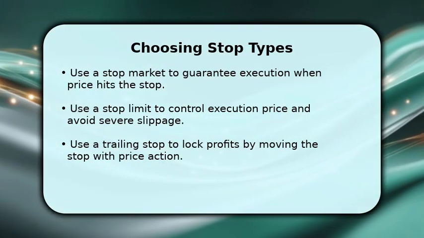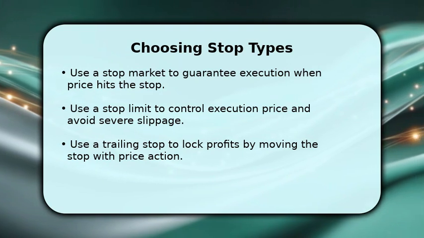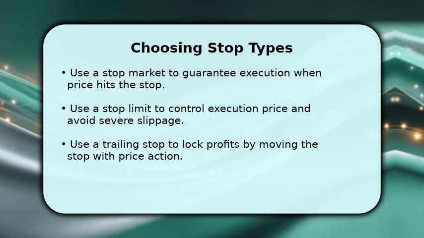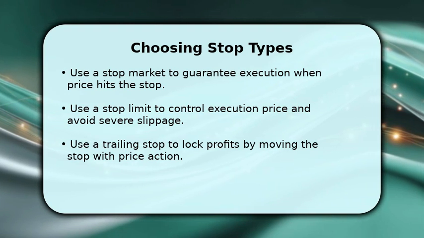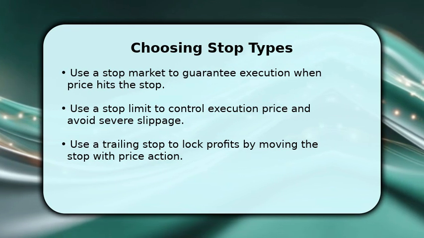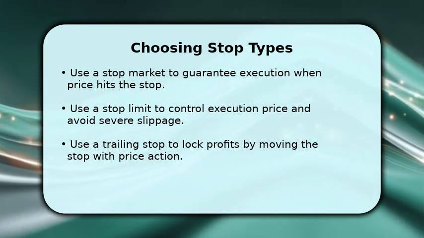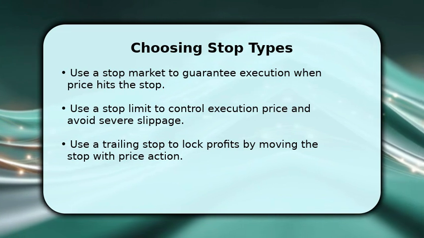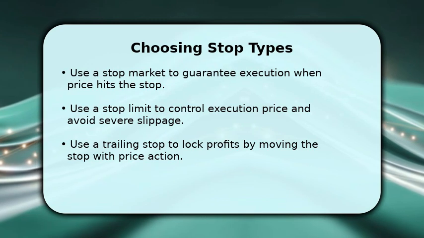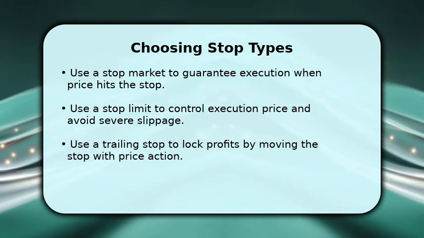Understand stop types before placing orders. A stop market triggers market execution when hit, while a stop limit sets a limit price to avoid slippage. A trailing stop moves with price by a fixed amount or percent, protecting profits as positions run. Use stop limit for illiquid stocks and trailing stop for trending moves. Always match stop type to your trading time frame and risk tolerance, and review orders daily.